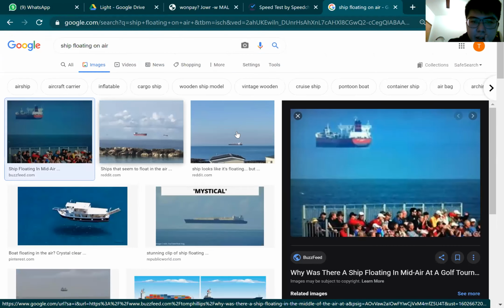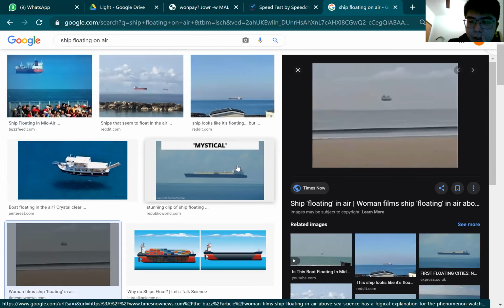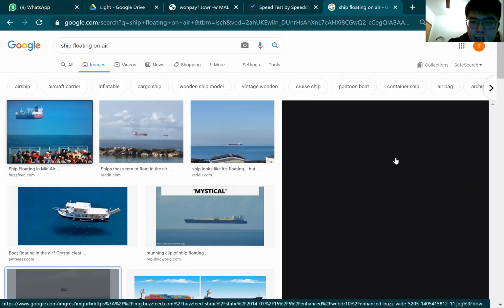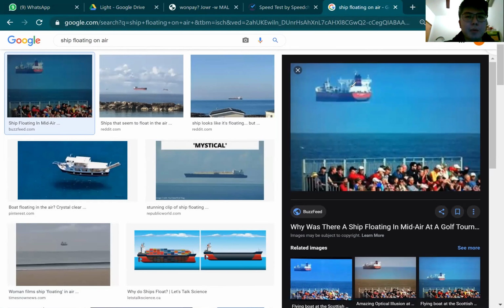You have a lot of these. This one is also real. They have a video of this one. What happened is this. You see this picture, it looks very real. This is also the same as the mirage concept, but we call it looming. Looming is almost the same. It is because of the bending.